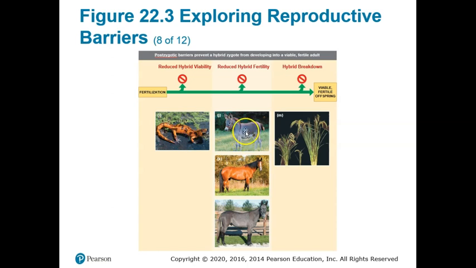You have the mule, the famous example of this. A donkey and a horse mating produces the mule, but it's insanely rare for a mule to be able to produce another mule with itself or with another mule. So this is a problem. And then you can see the hybrid breakdown here. These are two different plant species. This is the hybrid, though. You see the hybrid?